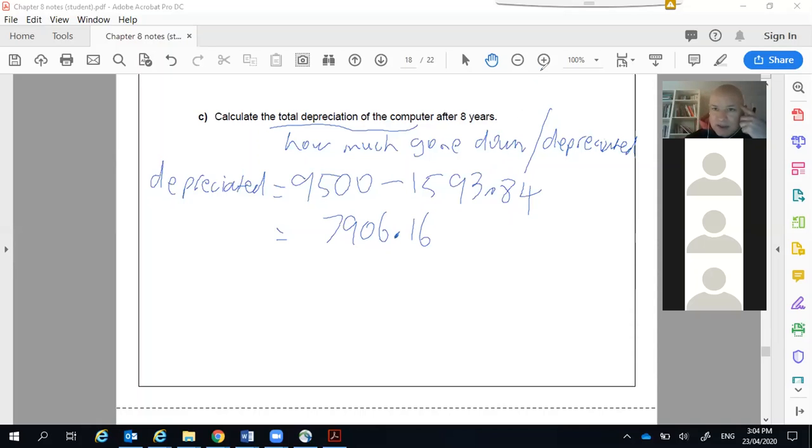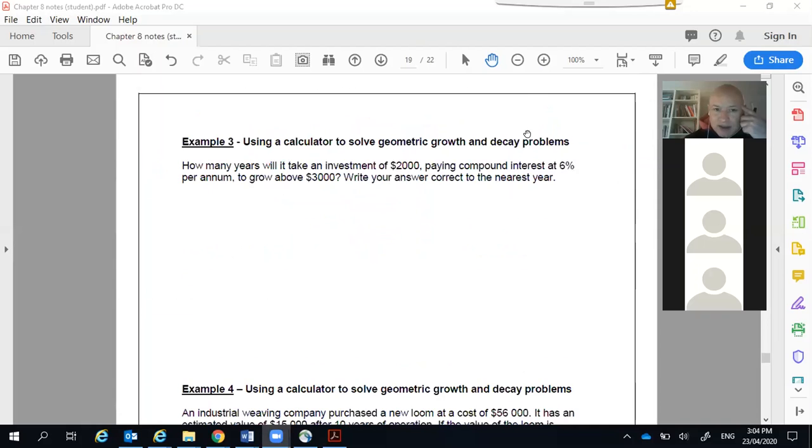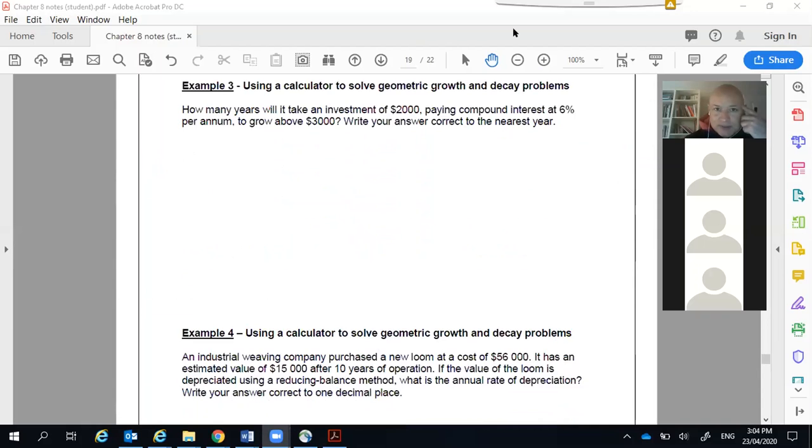Okay, let's clear this one. Example 3. How many years will it take an investment of $2,000, paying compound interest at 6% per annum, to grow above $3,000? Write your answer to the nearest year. Now this one we're going to use the calculator and the solve function.